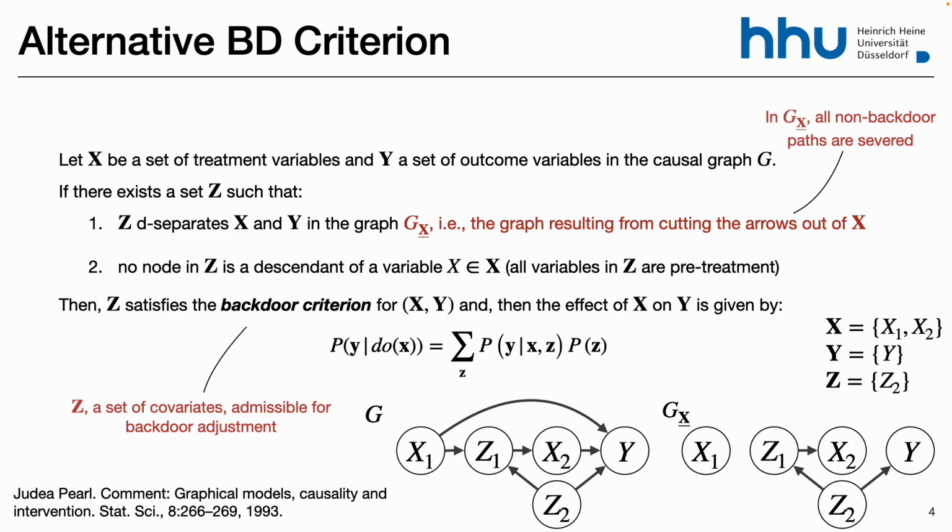So G X underline now removes the edge that's out of X1 and the edge that's out of X2. So we remove these two edges out of X1 and this edge out of X2. And now we try to see which set Z that has no descendants of X separates X1 and X2 from Y, right?